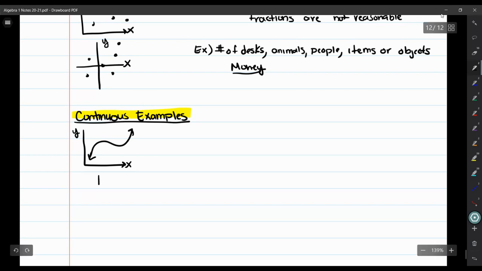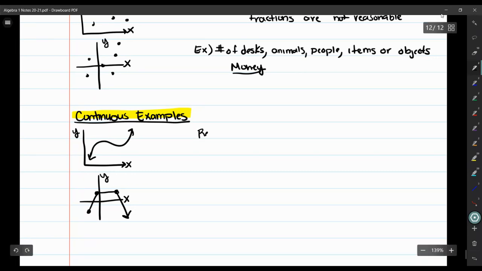Another example of a continuous graph is this. So this is x, this is y. You may have points like this. But the fact that all of these points are connected, that's what makes this continuous. So just because you see coordinate points plotted doesn't mean it's discrete. Since they are connected, that's what makes this continuous.